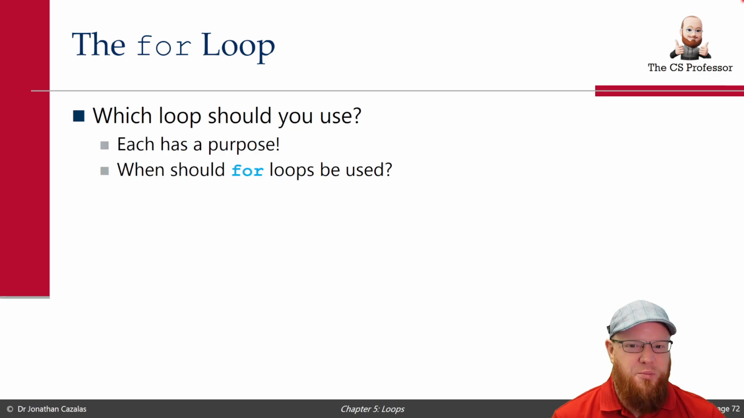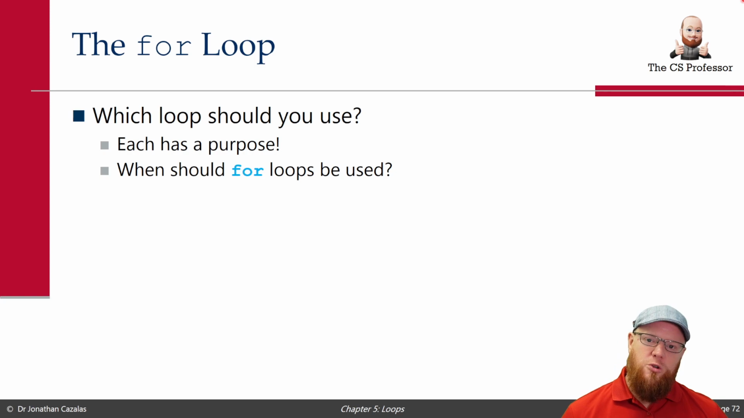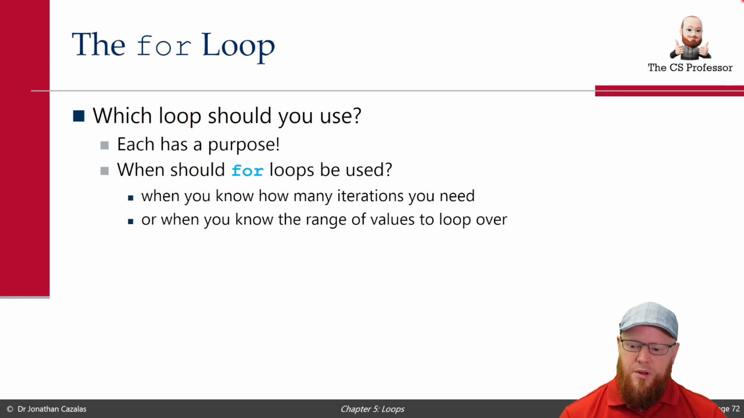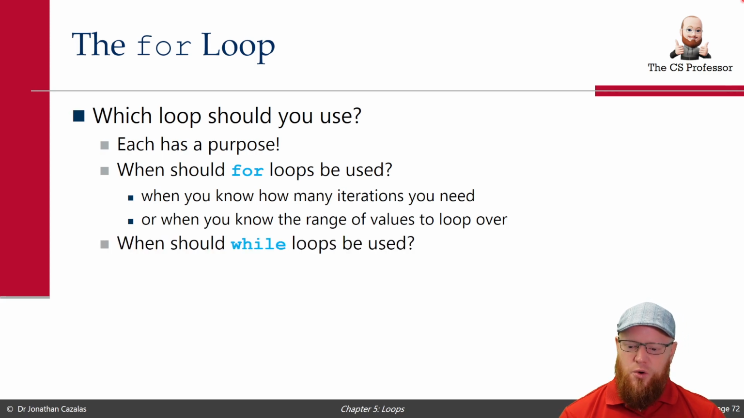Because each loop has a purpose. Should you use for loops? Should you use while loops? I would say it depends on what your goal is. When you know you have a certain number of iterations that absolutely need to be executed, that's when you use a for loop. When you know exactly how many, that's exactly when you use a for loop.